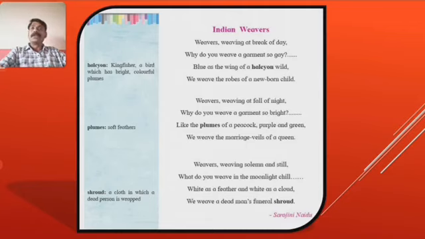In this stanza, the poetess meets the Indian weavers again at the fall of the night, in the evening time. That's why they are weaving a cloth late in the evening, which is the time when most Indian marriages take place. I already told you about that. She also asks, why are you weaving a garment so bright, like the plumes of the peacock, purple and green? The weavers reply that the cloth is richly colored because they are weaving it for the queen, who will use it as her marriage veil.